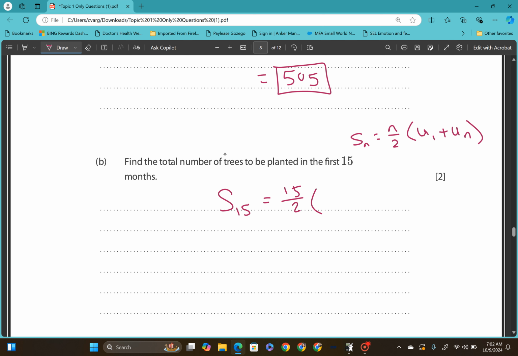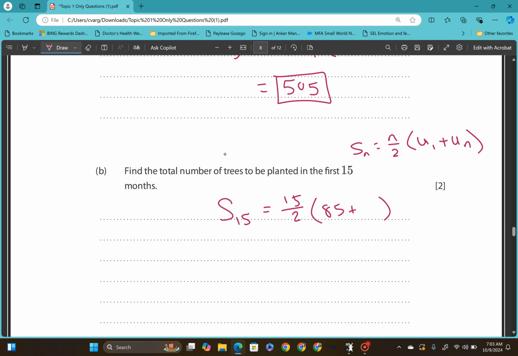Our U1 is 85 plus, and then our 15th term, right? Didn't we just find that? It is 505, so we're going to put 505 here. And then you hit enter into the calculator and you get 4425.